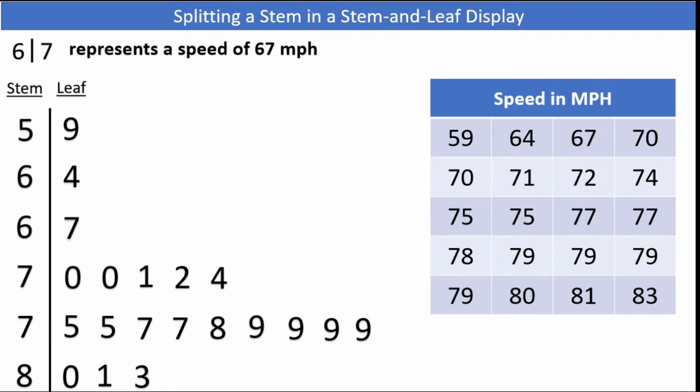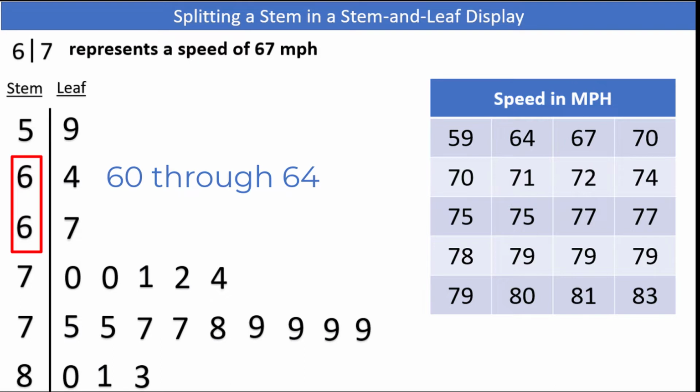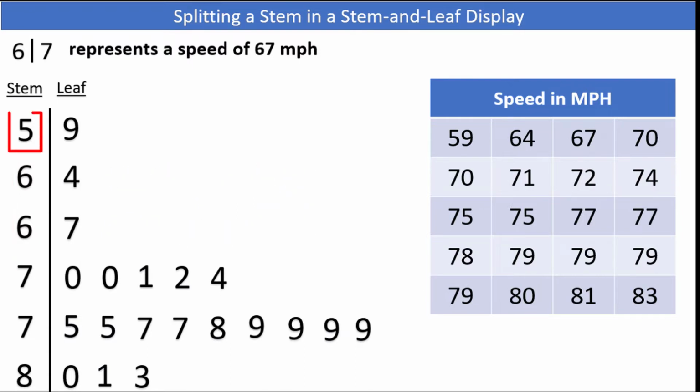Traditionally, if you split one stem, all of the stems that can be split will be split for your dataset. So you can see here that the 60s are also split. The observations from 60 to 64 are listed on the first 60 stem, and the observations ranging from 65 to 69 are listed on the second 60 stem. It doesn't make sense to split the 50 stem, as there would be no observations in the 50 to 54 stem. It also doesn't make sense to split the 80 stem, as there would be no observations in the 85 to 89 stem.